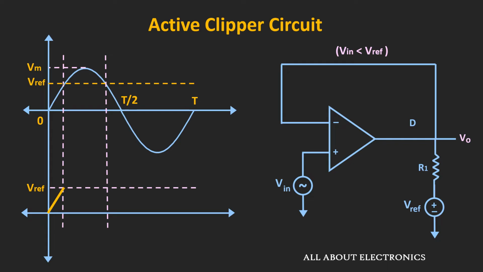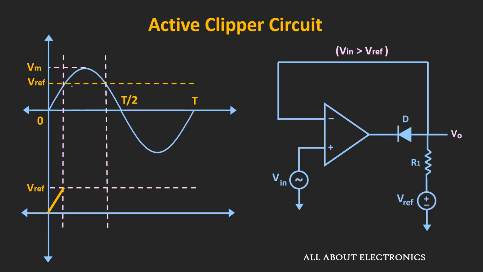Now just after this point, the input voltage will be greater than the reference voltage. At that time, the voltage V plus is greater than V minus. So in this condition, whenever the input is greater than the reference voltage, the output of the op-amp will go towards the positive saturation voltage. And if you see over here, the voltage at the anode of the diode is equal to Vref. And as Vout is greater than the reference voltage, this diode will act as an open circuit.